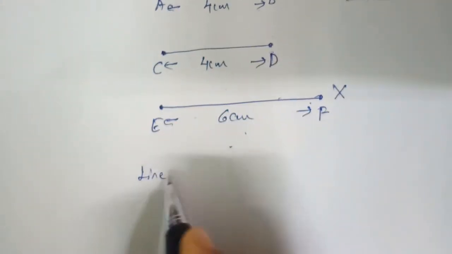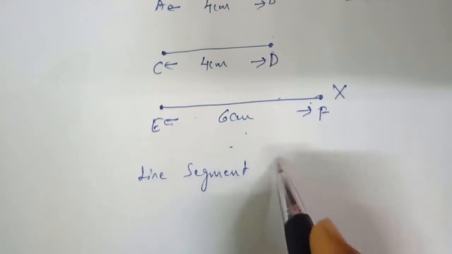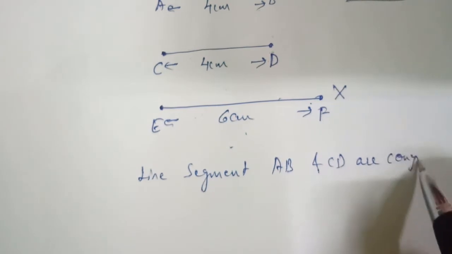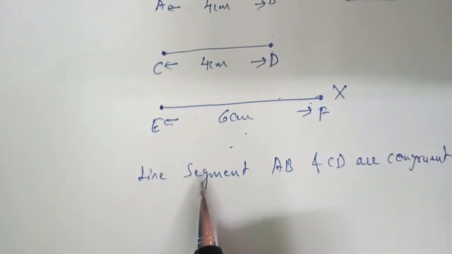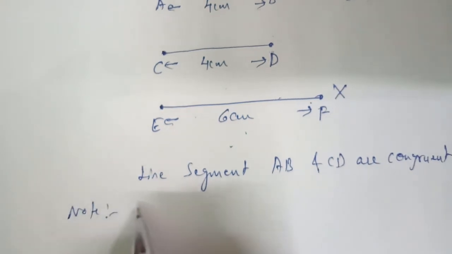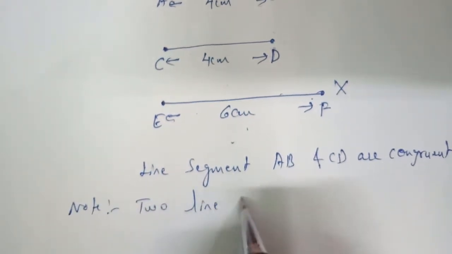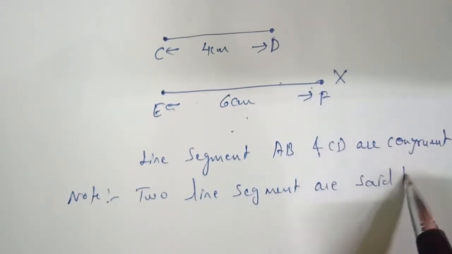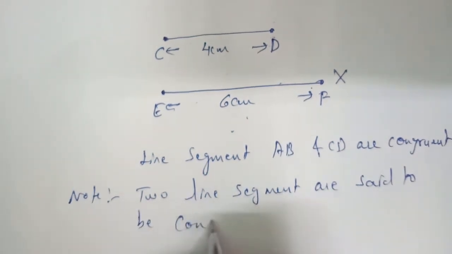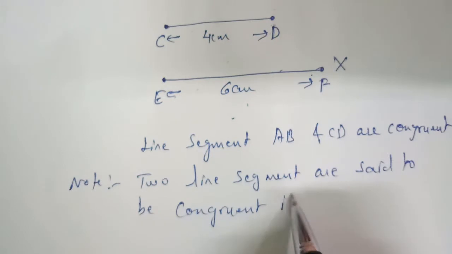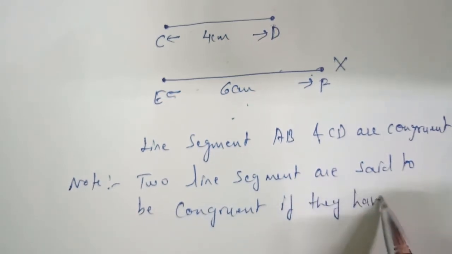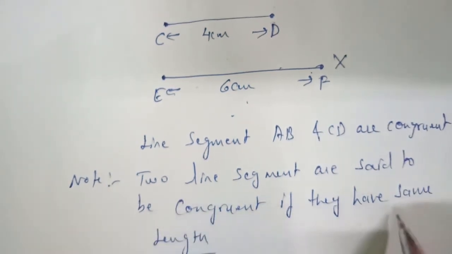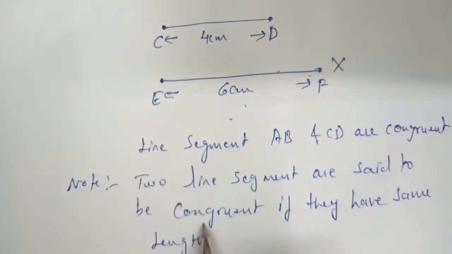So we can say line segments AB and CD are congruent. This point you have to note: two line segments are said to be congruent if they have the same length. So their length should be the same. Then only you can say they are congruent.